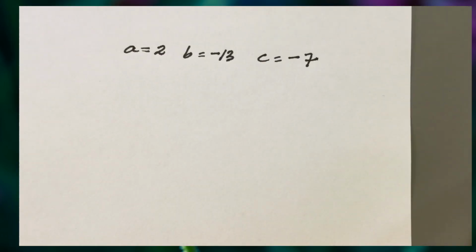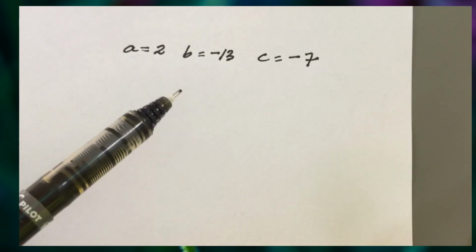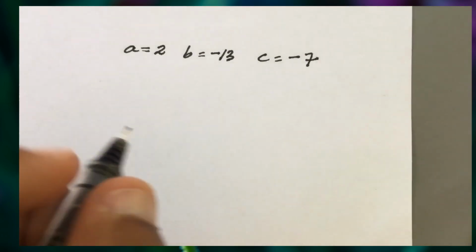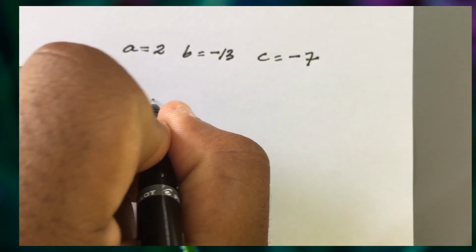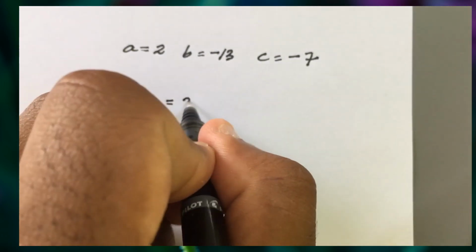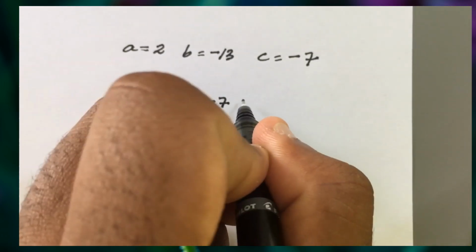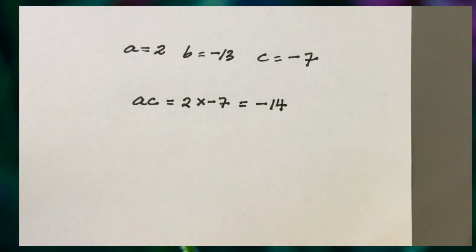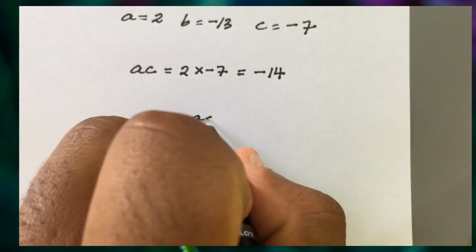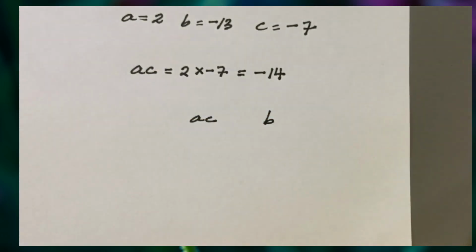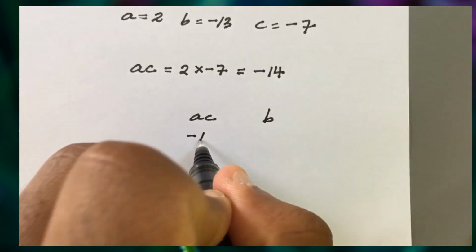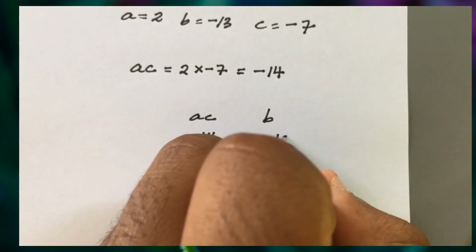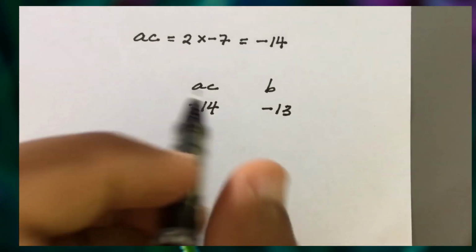Here's another example. A is 2, and that's positive. B is negative 13, and C is negative 7. So we need AC, which would be 2 times negative 7, and that will give us negative 14. Good. Now we can set up our table. AC, and we're comparing that to B. AC worked out to be negative 14, and B was negative 13. Now I can begin to draw my table.